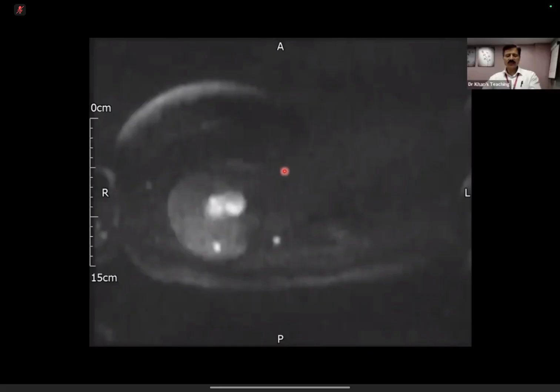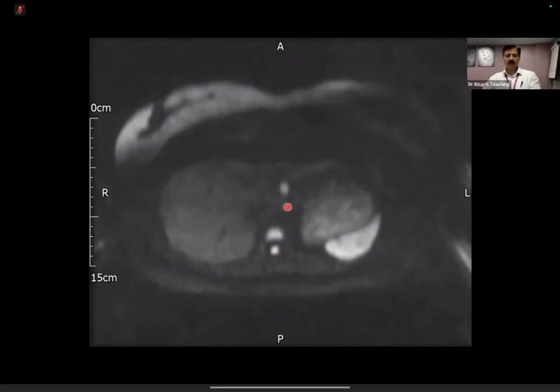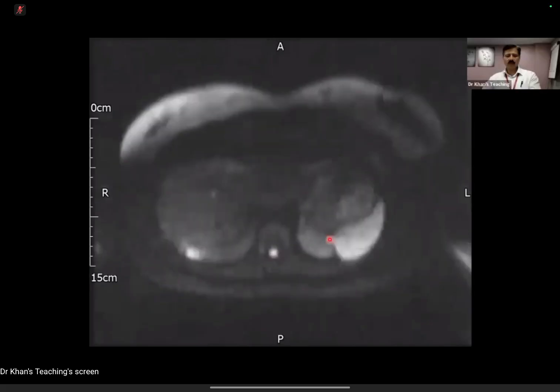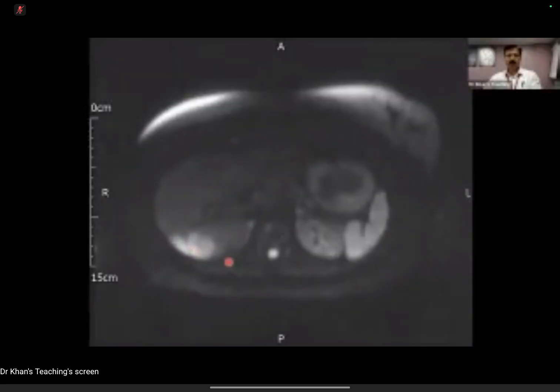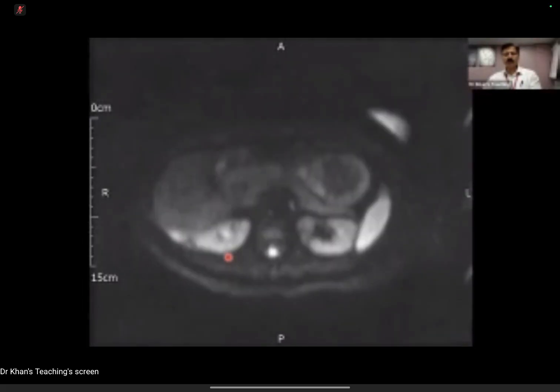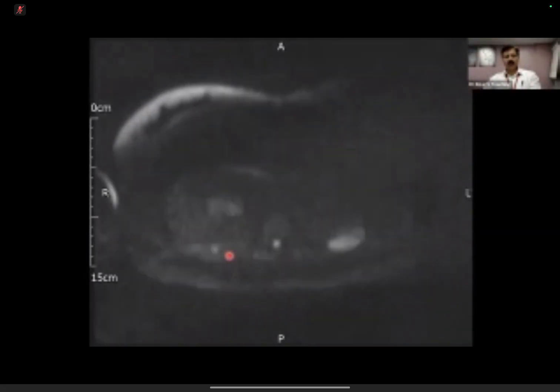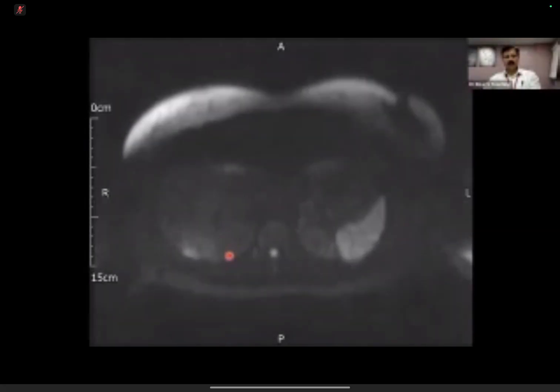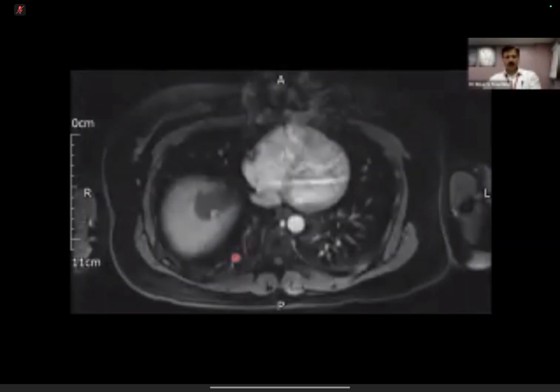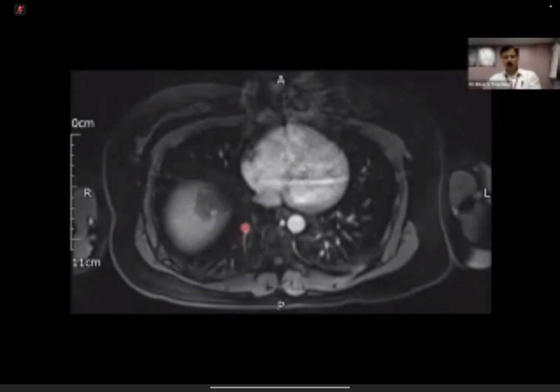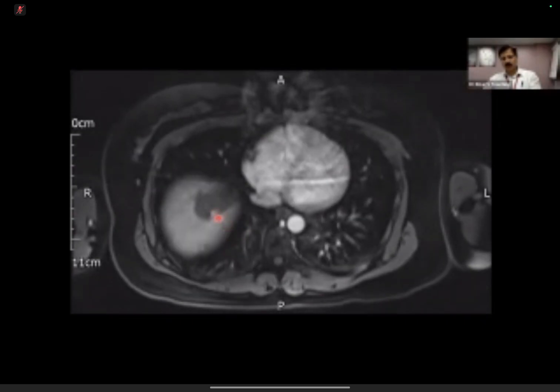So B600 and bright. So another one maybe here, maybe here. So there are multiple hemangiomas, and on B1200 still they remain bright. Now on arterial phase, now this is that nodular enhancement I was talking about.